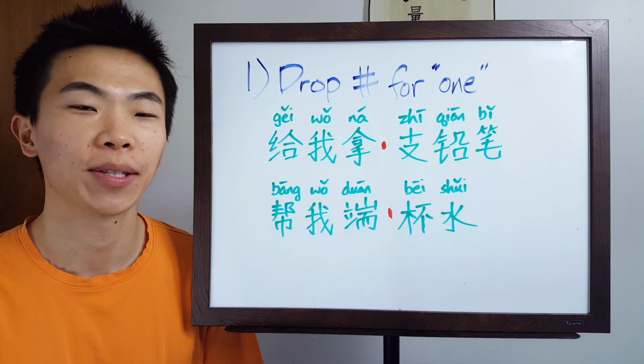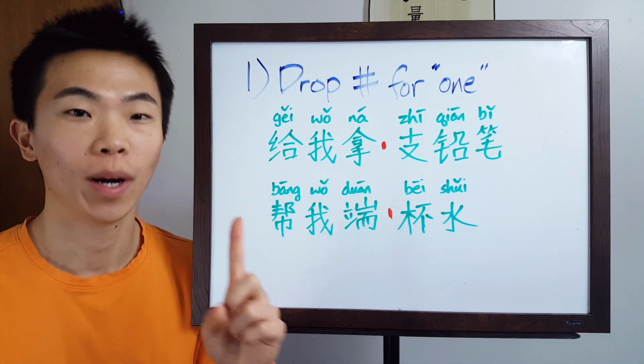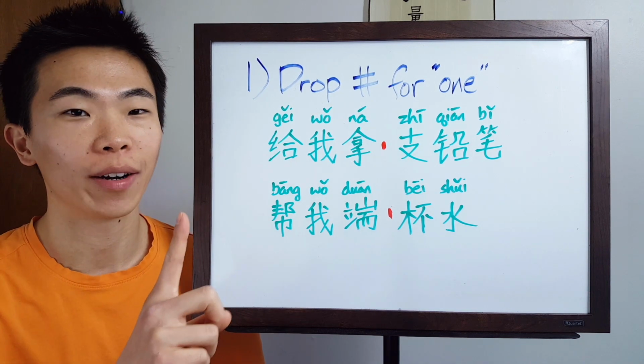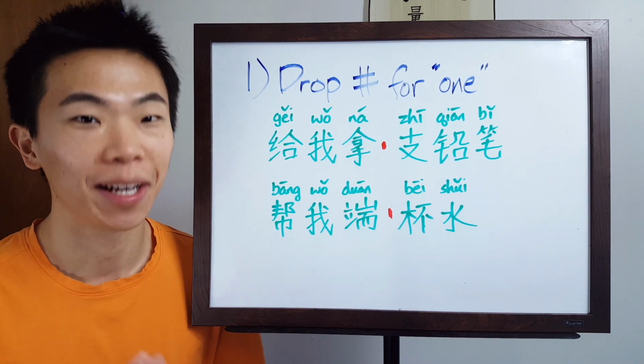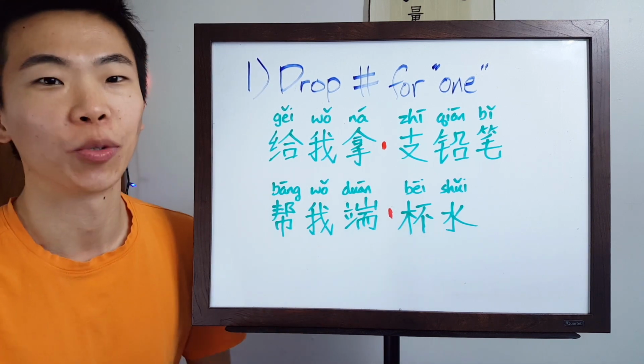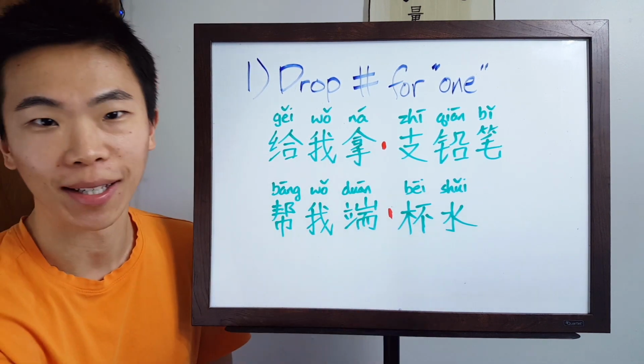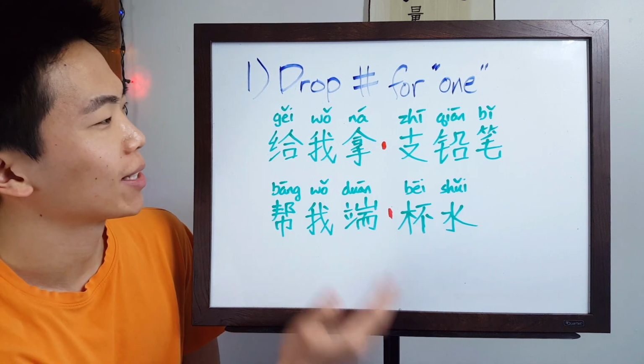And the first one has to do with talking about one of something. Now in English, you can say, give me 1 cup of water, or you can say, give me a cup of water. So this is kind of like that situation where you can drop the 1 and it will still make sense. In a full sentence, of course, and not by itself. So let's look at our example.